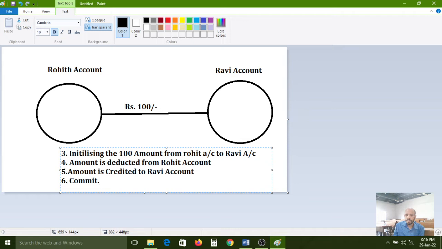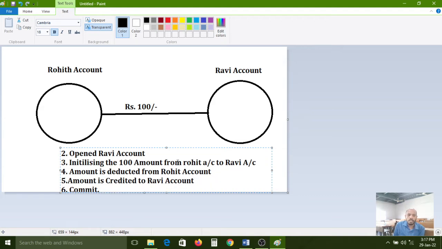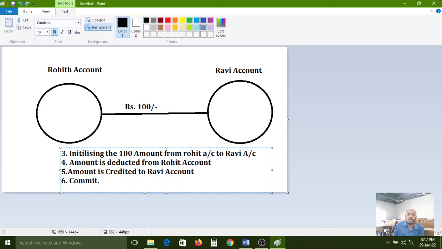How many tasks have happened? The first is open Rohit's account. Second, open Ravi's account. Third, initializing 100 rupees from Rohit's account to Ravi's account. Fourth, the amount is debited from Rohit's account. Fifth, the amount is credited to Ravi's account. And sixth, the transaction is stored permanently in our bank's database. That means the commit command.